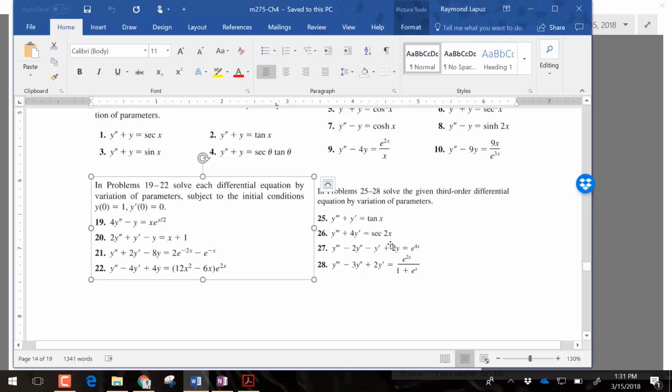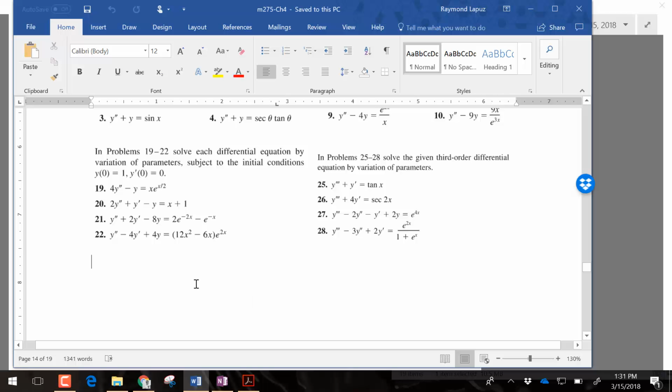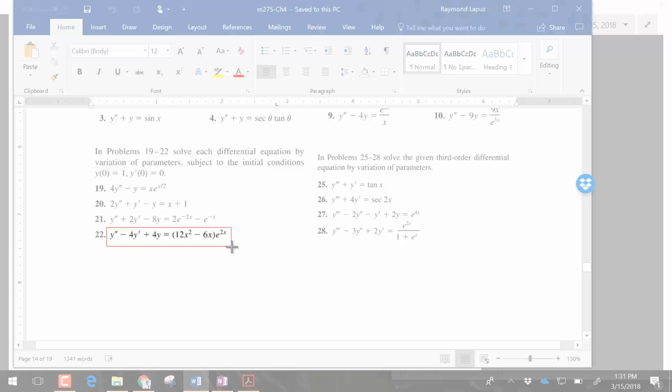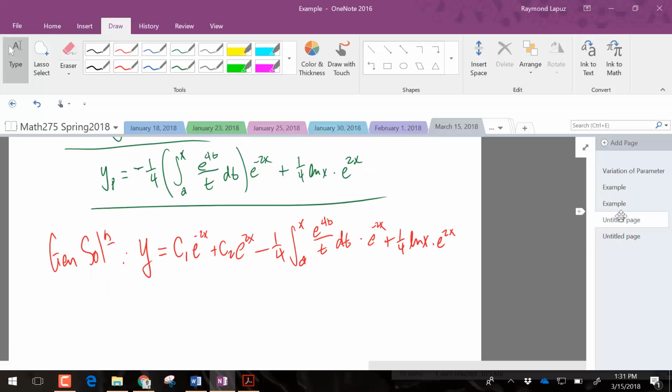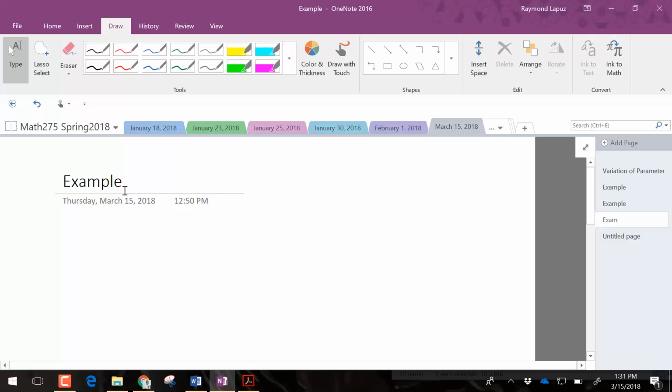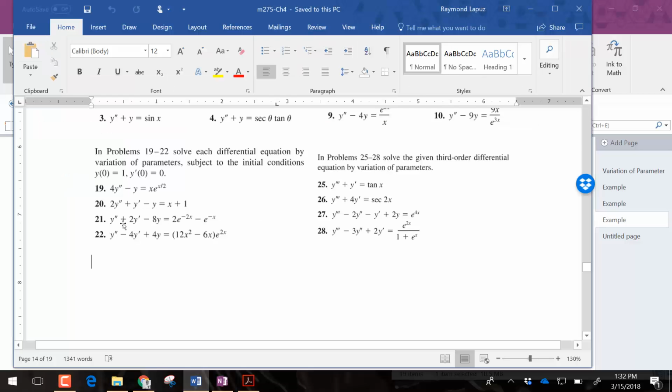Oh, there's a third order one. Let's do one first with a second order. 19 through 22. Pick a number. 22. So 22 looks like we can actually do it using undetermined coefficients, because the right-hand side looks like it's just a combination of a polynomial and an exponential function. But they're asking us to do this using variation of parameters. And it looks like we should have initial conditions as well.